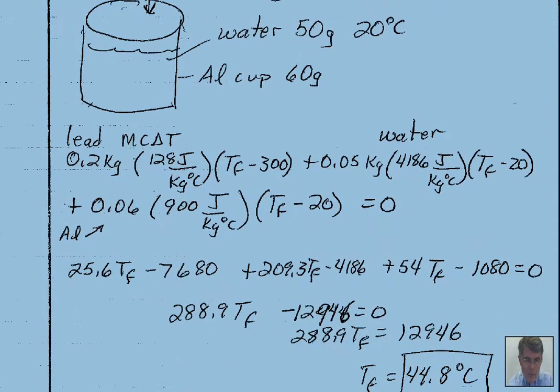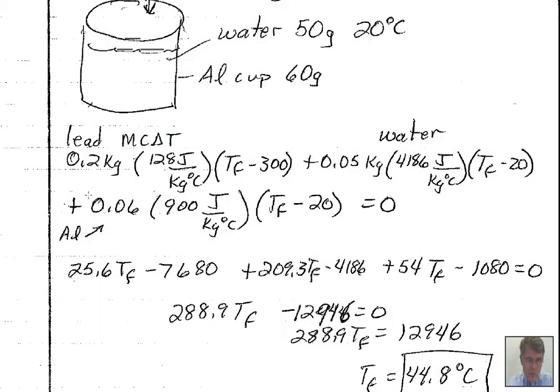So in doing the calculation, 0.2 times 128, that creates a number out in front of this parentheses. I distribute that number, that's 25.6, on TF, and I also multiply it by minus 300. So these first two terms are coming from Q equals mc delta T for the lead. Then the water, likewise, creates two terms, and the aluminum cup creates two terms.